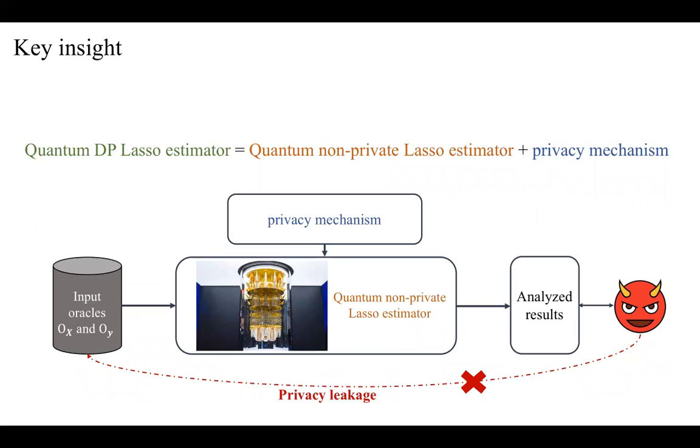The two components in our quantum DP lasso estimator are the quantum non-private lasso estimator plus a quantum privacy mechanism. As we can see, when we use the quantum non-private lasso estimator to learn the dataset X and Y, we attach a privacy mechanism to prevent the adversary from getting the private information of the dataset.